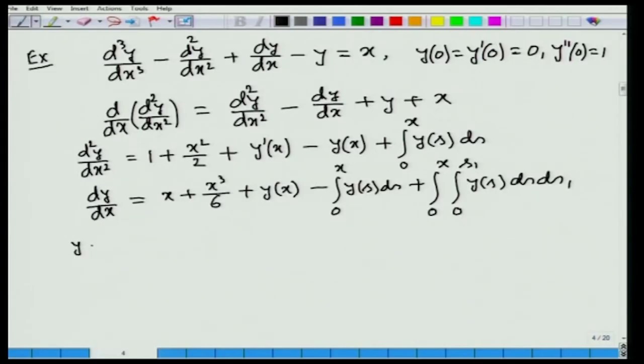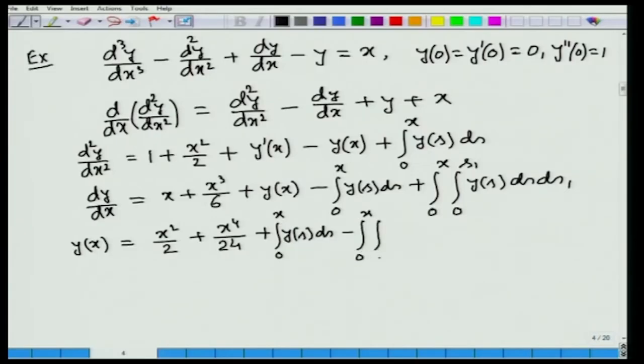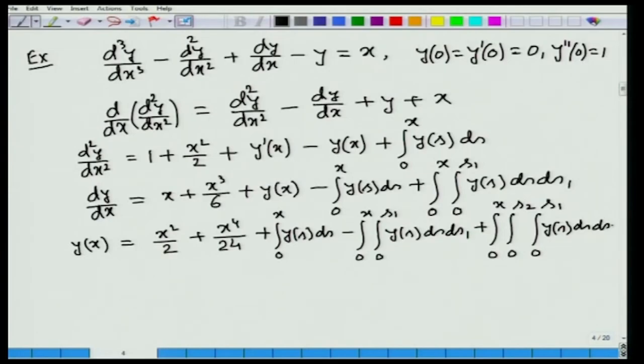Again integrating from 0 to x, you can find y x is equal to x square by 2 plus x to the power 4 by 24 plus integral 0 to x y s ds minus integral 0 to x integral 0 to s1 y s ds ds1 plus integral 0 to x integral 0 to s2 integral 0 to s1 y s ds ds1 ds2. Now, in these last two integrals, we have to apply the generalized replacement formula.